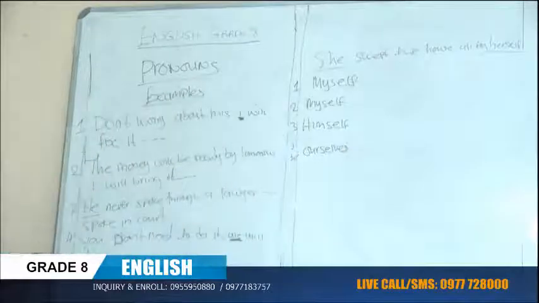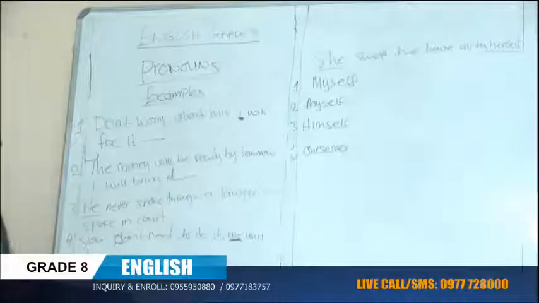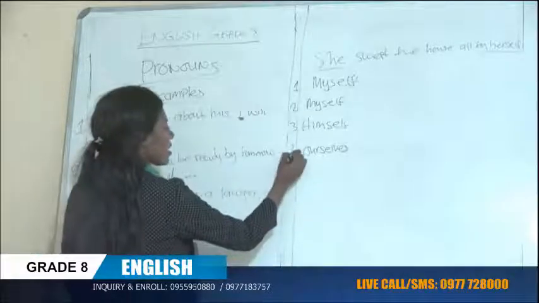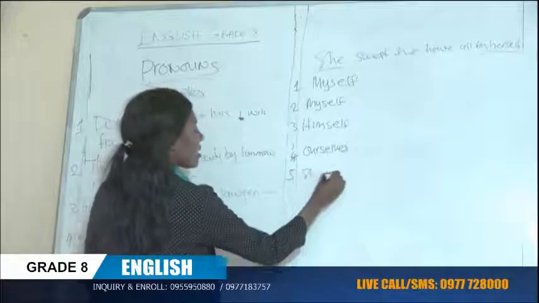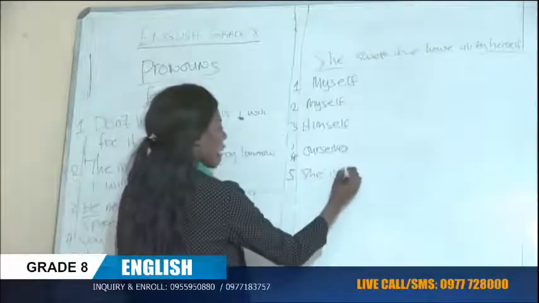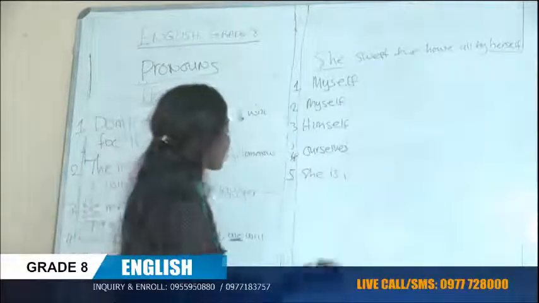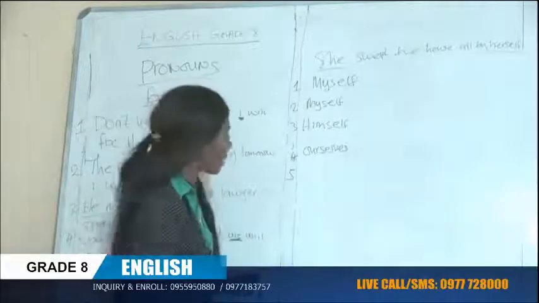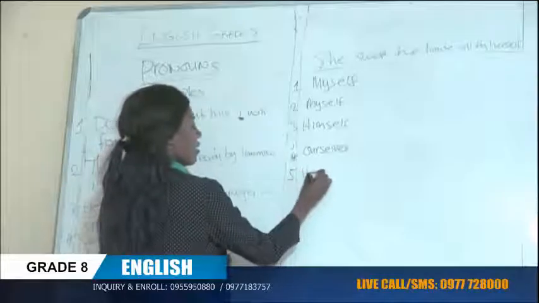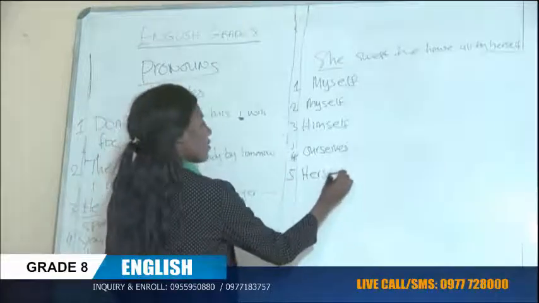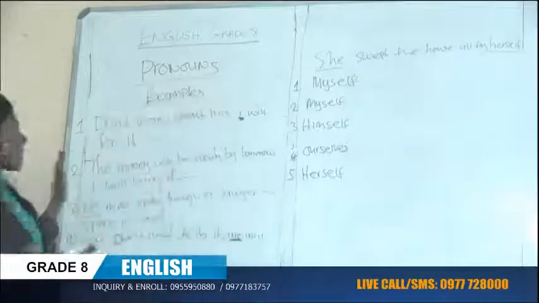Okay, we move on to example number 5. She is proud of herself. Example number 5, she is proud of herself. Okay, we're just writing the reflexive pronoun here, not a sentence. She is proud of herself. Okay, so that is all about examples.